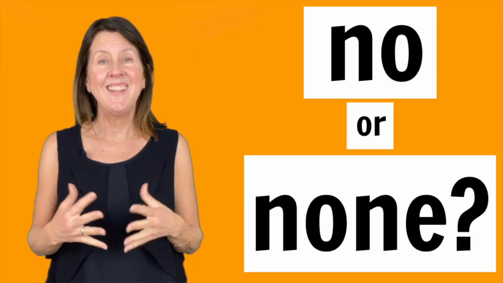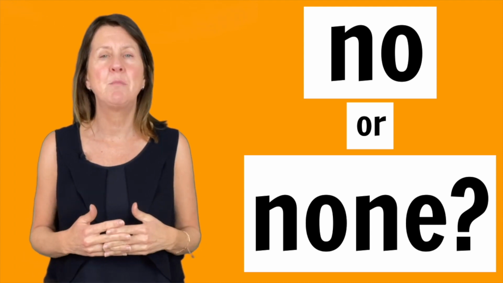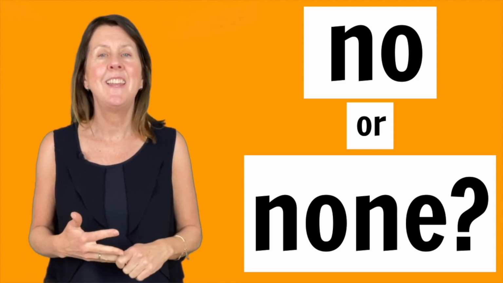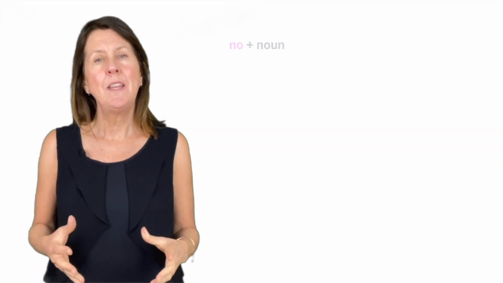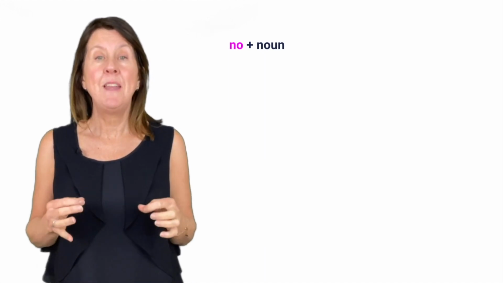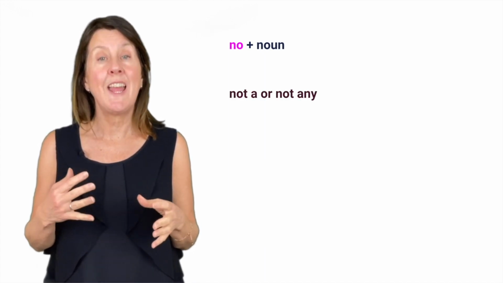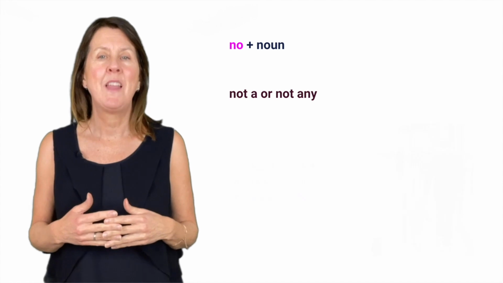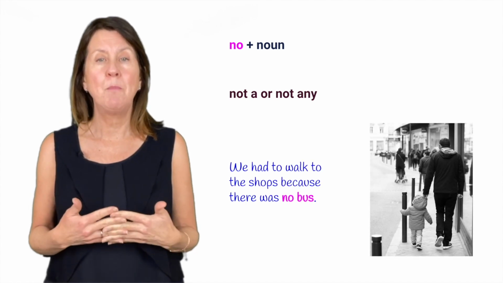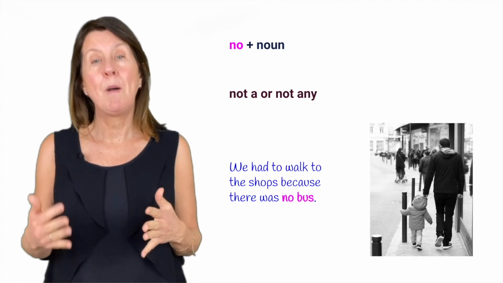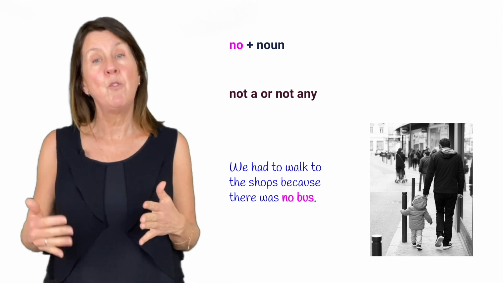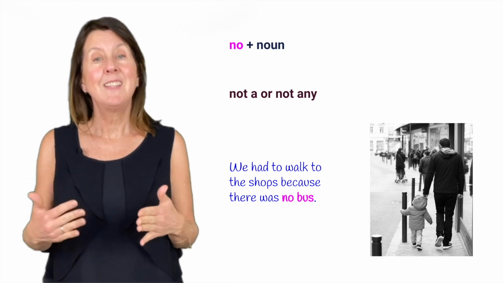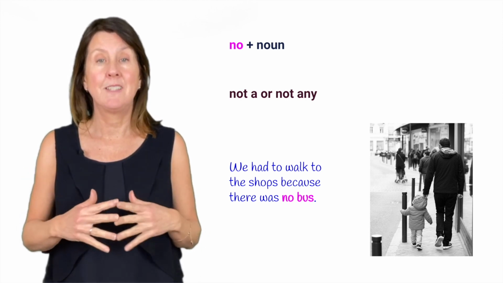Hi, in today's lesson you will learn the difference between no and none in English. No is used with a noun. It means not a or not any. For example, we had to walk to the shops because there was no bus. So no before the noun bus. This means there wasn't a bus.